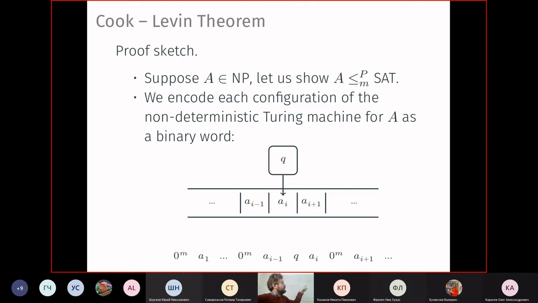Also, the binary word of m zeros will not represent any state. This will represent the fact that the head of the Turing machine is not observing the current symbol. So there is only one symbol AI which is observed by the Turing machine, and it's in state Q. For the others, we just have these paddings for convenience of encoding. Also, each letter AI is encoded by a binary word. It's basically the same. Here we also made some trick.